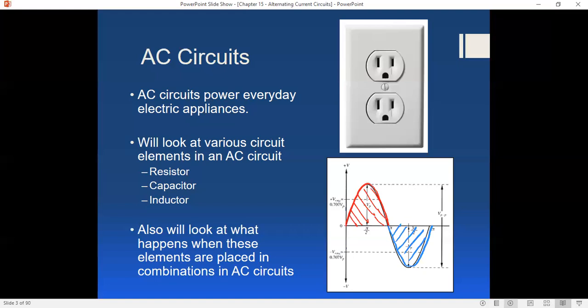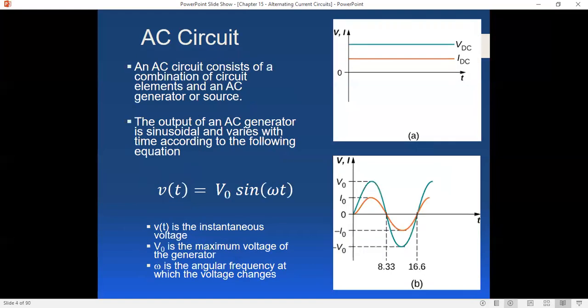So let's now take a look in a little more detail how things are going. Again, I just want to make a comparison here. This is DC, or direct current, shown above. We can see that the voltage is held steady and the current is held steady. We know from V equals IR, Ohm's law, that as long as the voltage is constant, the current is also going to be constant for a constant resistance.